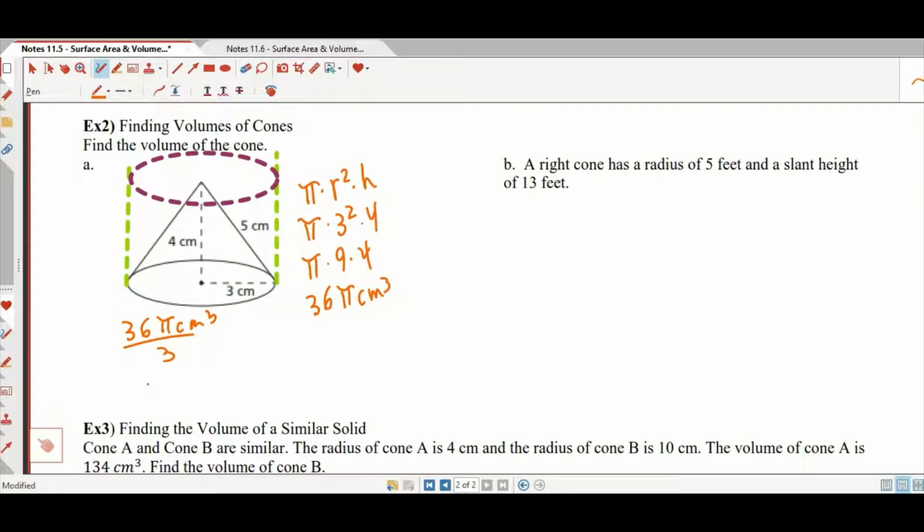It sure is. That means that the volume is equal to 12 pi centimeters cubed, which is approximately 37.699 centimeters cubed. Probably pretty close to 37.7 for most people's purposes.